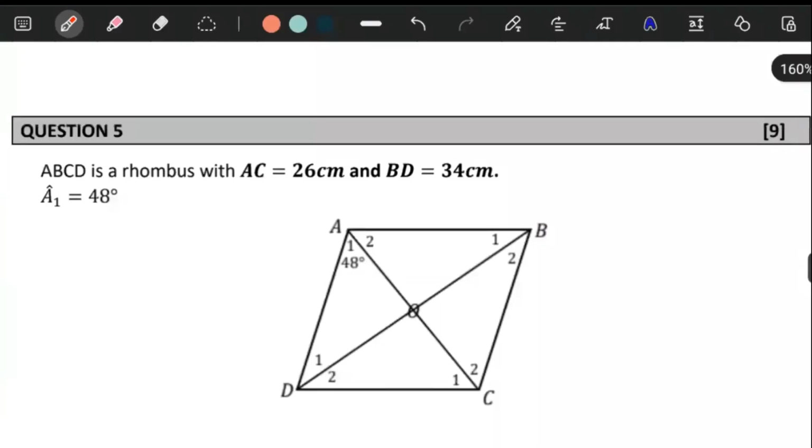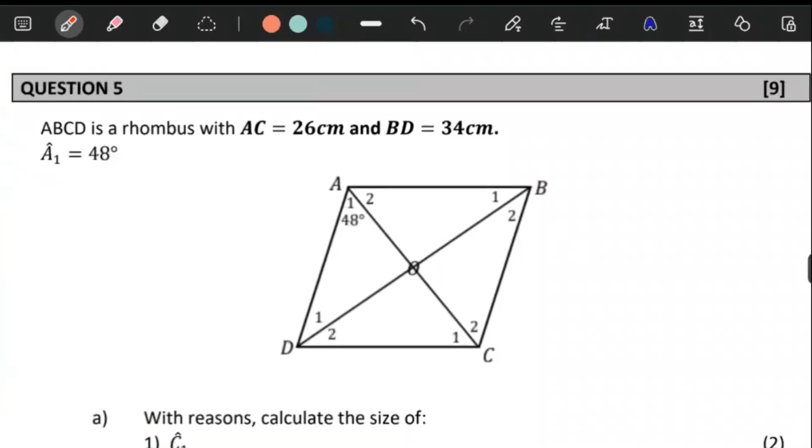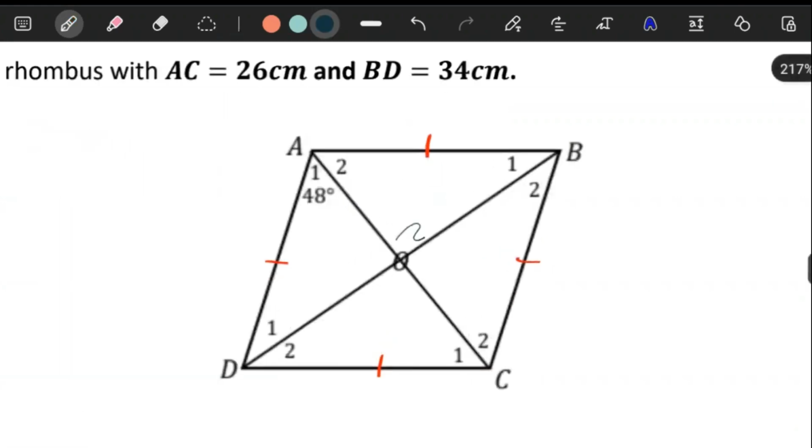Question number 5 says ABCD is a rhombus. There's AC here that is equal to 26. There's BD that is equal to 34. So remember, if it's a rhombus, don't forget that everything here is equal. And then don't forget the properties of a rhombus: this is a 90-degree angle.